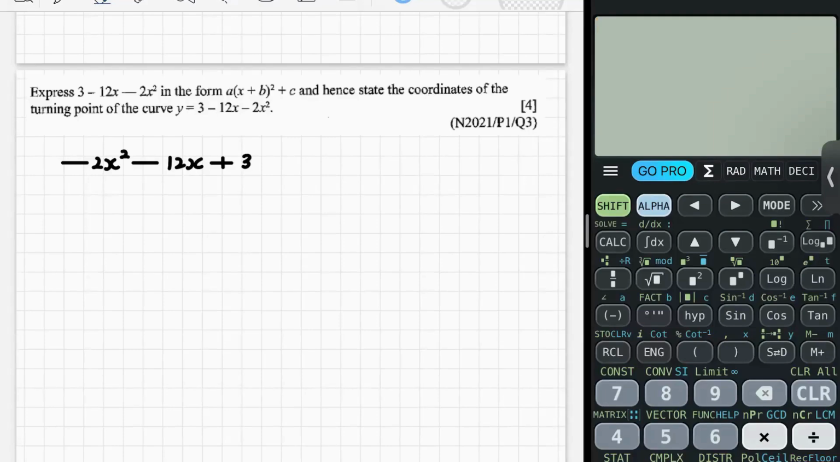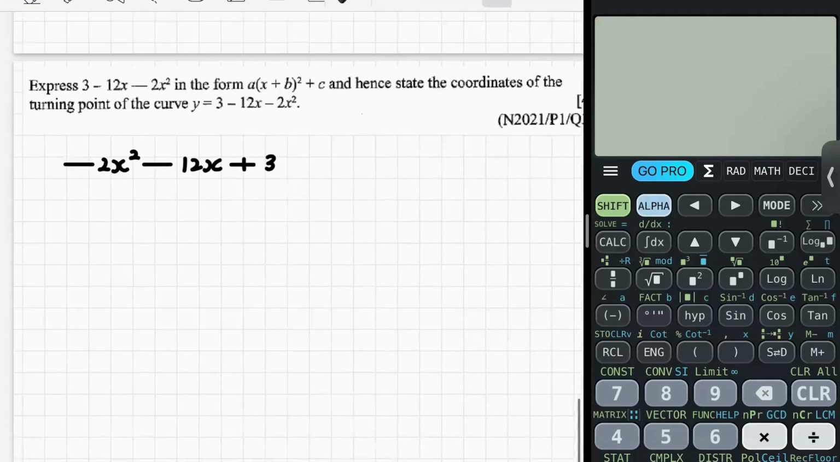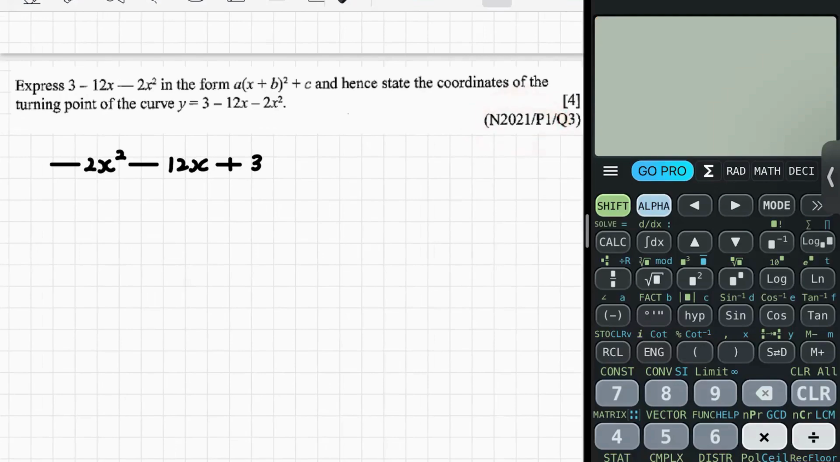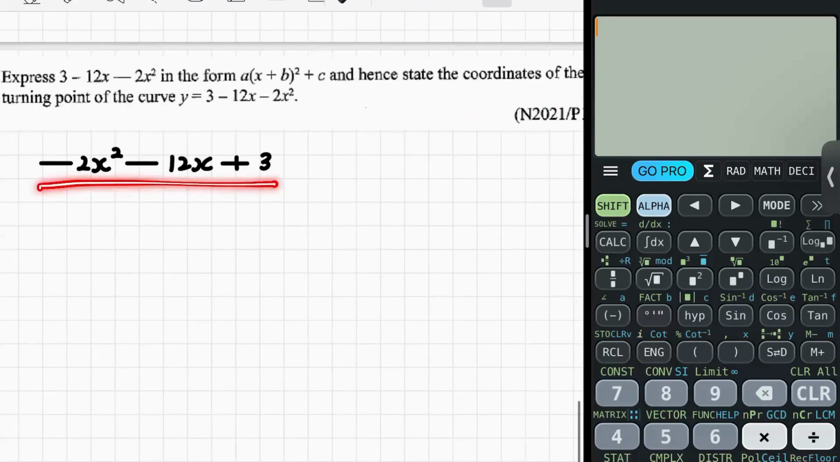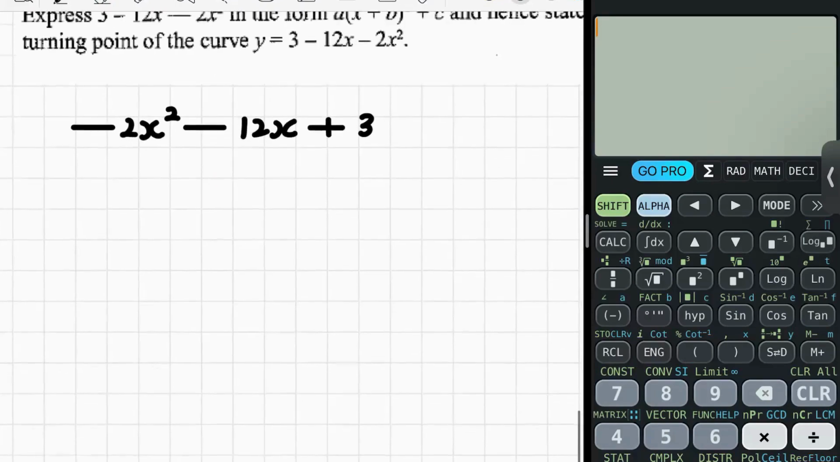Okay, completing the square. This is 2021, paper 1. This is your new syllabus, okay? So you'll be seeing, the older TOS wouldn't have this question, but for the subsequent years, like 2024, 2025, you will always have this one, okay? So before you do anything, help me to rearrange this from biggest power to the smallest power.